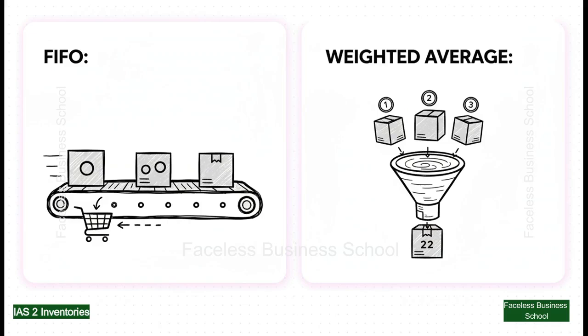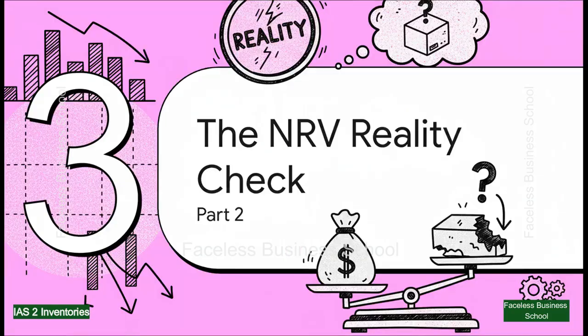The key is a company has to pick one method and then stick with it for similar types of inventory. Okay, so we've nailed down the cost side of things. Awesome. But remember, that's only half the equation. We've always got to come back to that golden rule, the lower of cost and NRV. So now we need to do a reality check. What happens if the real-world value of that inventory has dropped below what we paid for it?